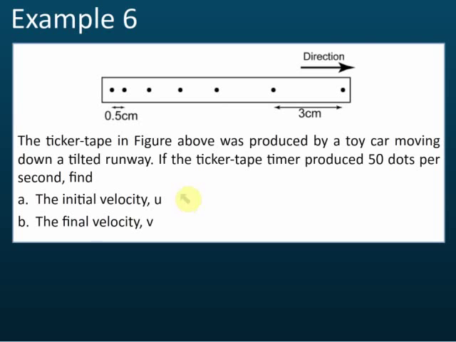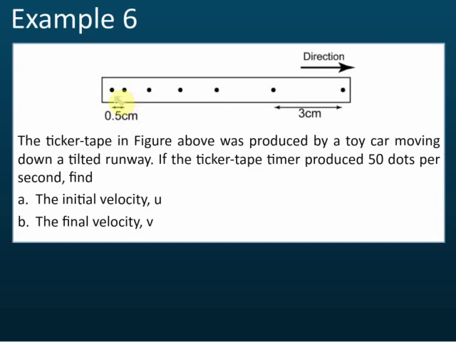Now they say the ticker tape in the figure above was produced by a toy car moving down a tilted runway. If the ticker tape timer produced 50 dots per second, that means the frequency is 50 hertz. So find the initial velocity. Now, if this is the direction, it means it moved to the right. If it moved to the right, this will be the initial movement, and this will be the end.